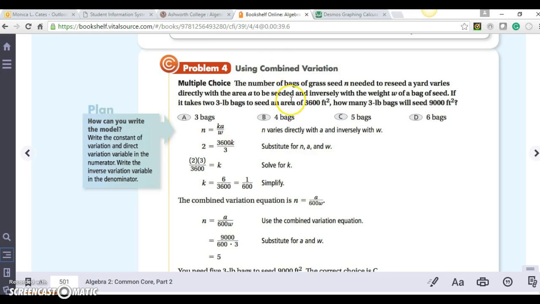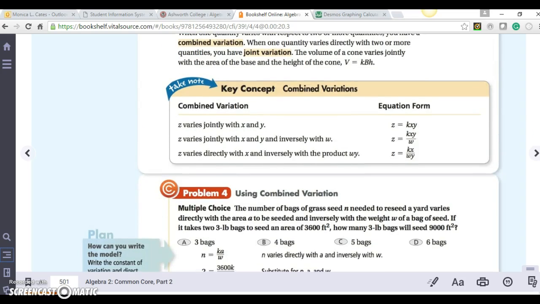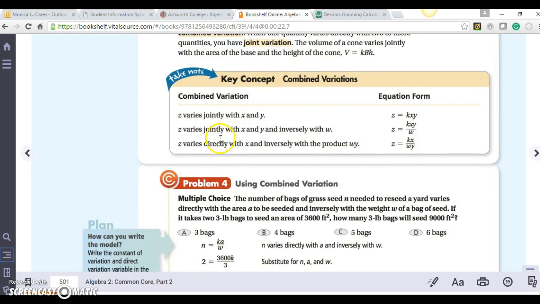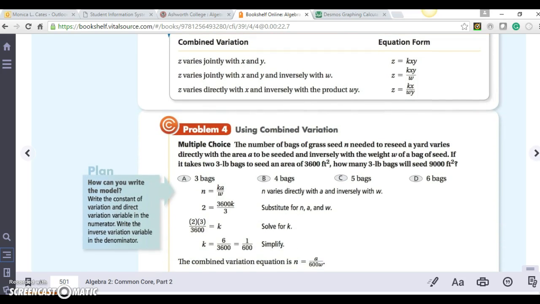And so it tells us that N varies directly with the area A to be seeded and inversely with weight W. So let's look up at our formula chart. When Z varies jointly with X and Y and inversely with W. We don't have the Y, but we do have the X. So we can use this formula. So Z equals KXY over W.